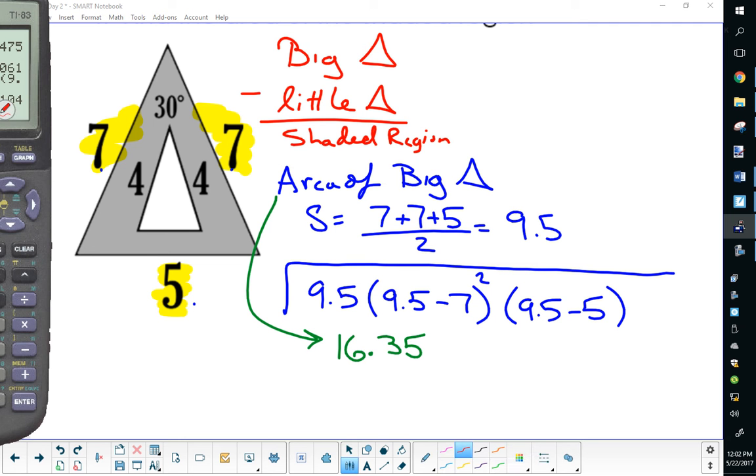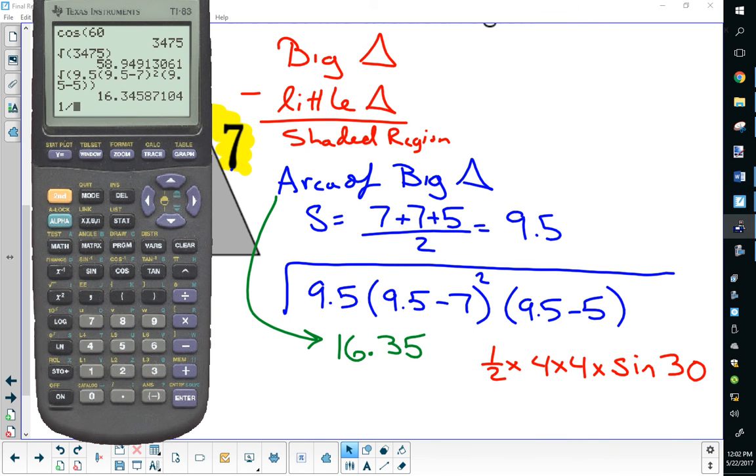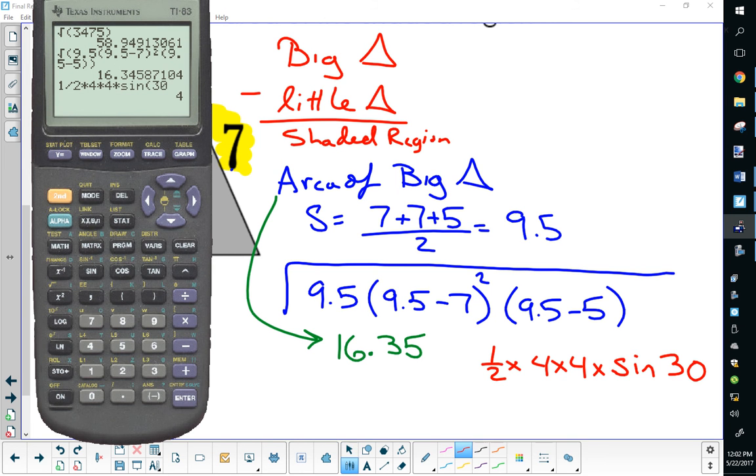I'm using the area formula, which says you take 1/2 times the sides, so times 4 times 4 times sine of 30. That's how I find the area of the smaller triangle, so I'm just going to type that into my calculator. 1/2 times 4 times 4 times sine of 30. For that one, we get 4. Is 4 my answer? Finally, what do I need to do then? Subtract that 4 out of there. My final answer to the shaded region is 12.35.